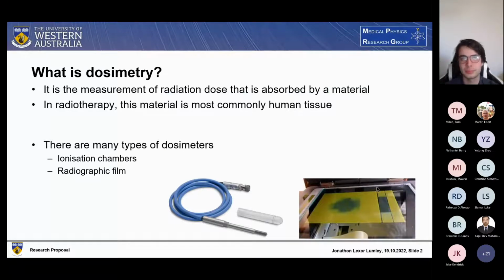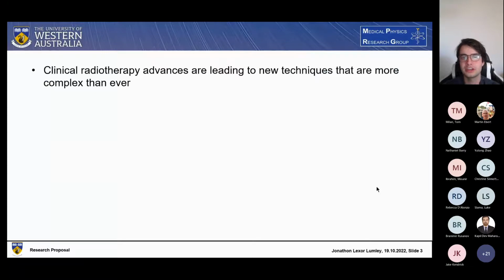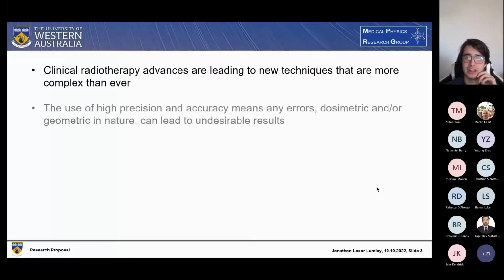dosimeters. So, as clinical therapy advances, there are many new techniques, such as VMAT and stereotactic surgery, which are growing in complexity. The need for high precision and accuracy in these modern day techniques means that any errors, both dosimetric and geometric in nature, can lead to undesirable results.